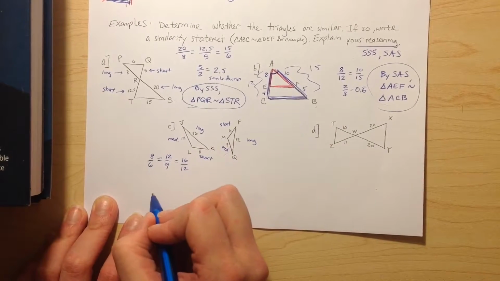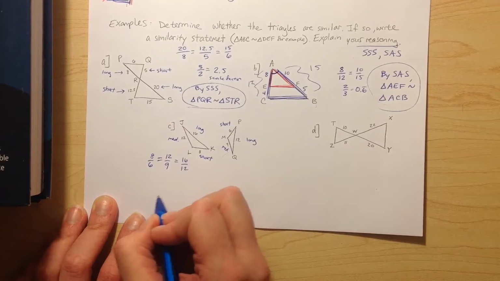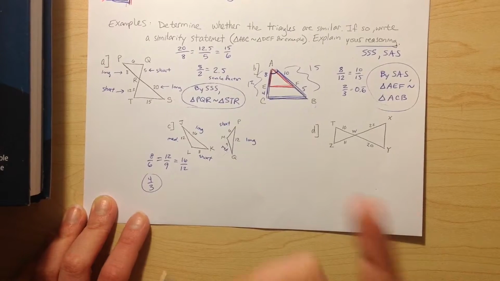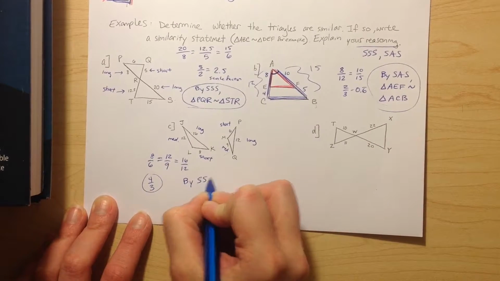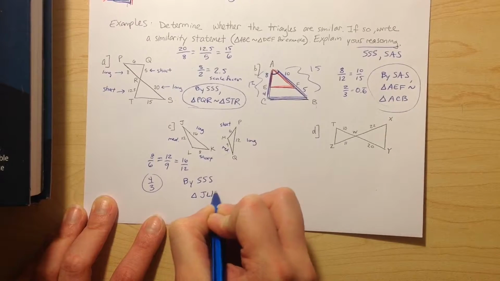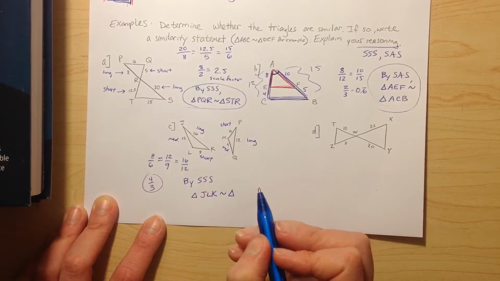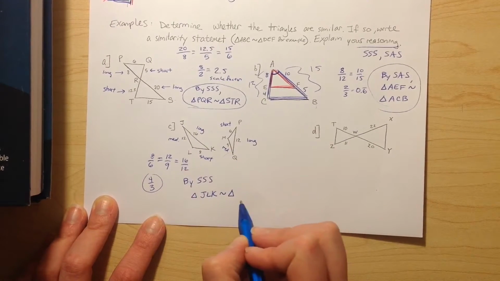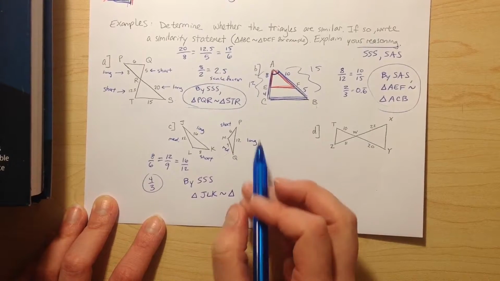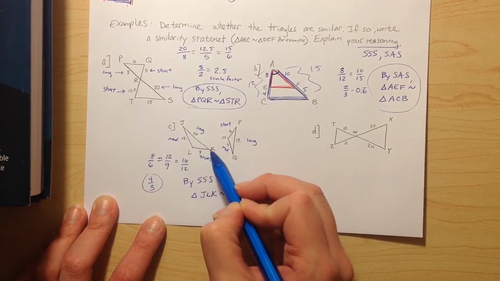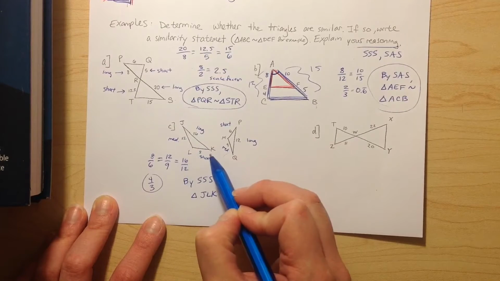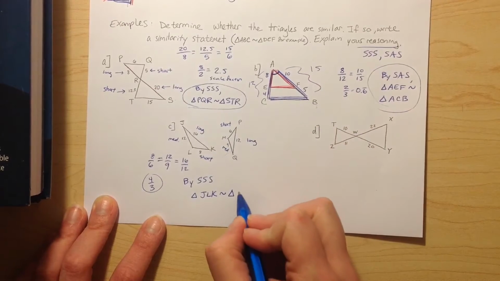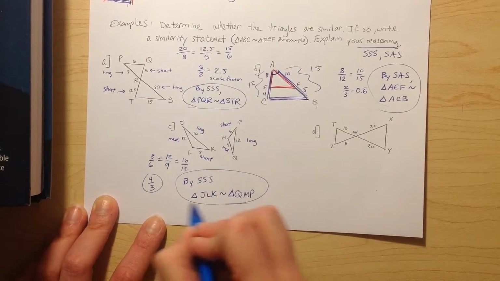When I simplify, I get 4/3 all the way around. Therefore, I can say by side, side, side, triangle JLK is similar to triangle. Again, that one, the first one, you can say however you want to, really, just pick your 3 sides. But the other one, you have to make sure that you are in the right order. So JLK, I went down my medium side over to my short. So down my medium side over to my short, that's going to be QMP. There we go.